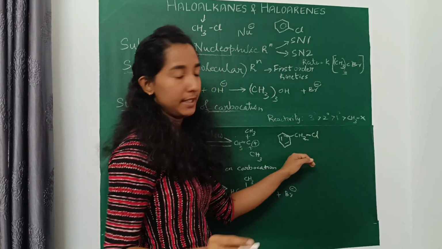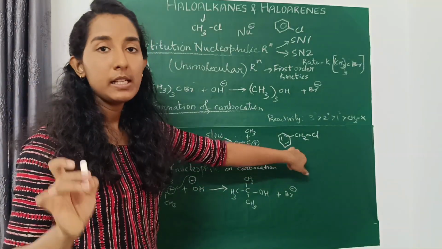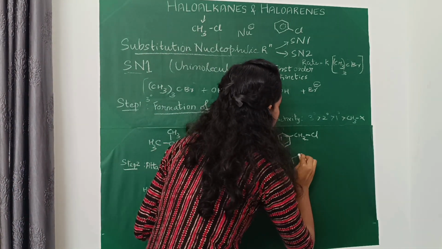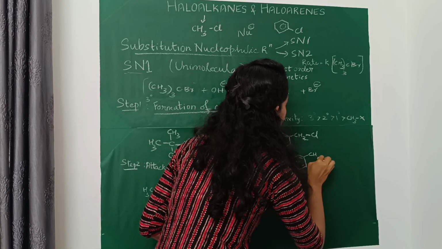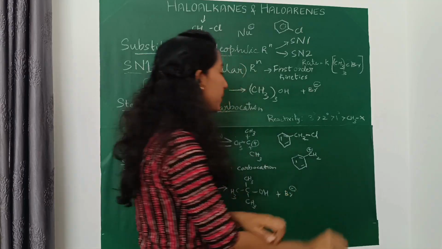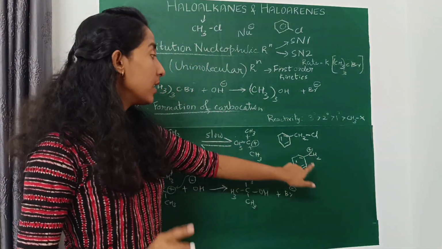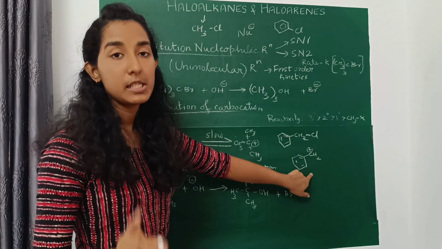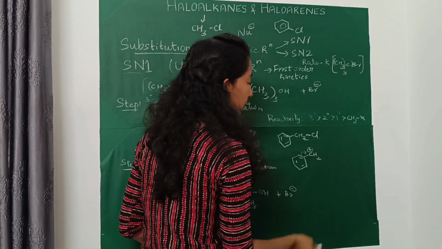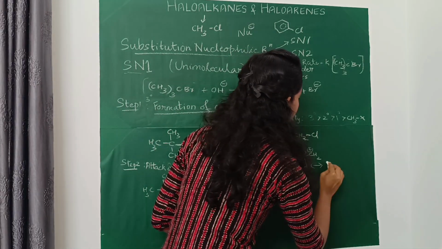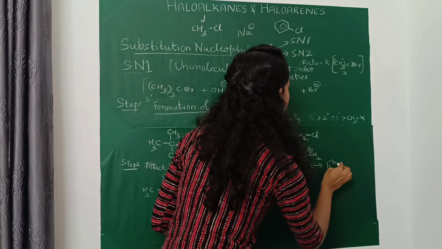This is a benzylic halide. When it undergoes an SN1 reaction, it will form a benzylic carbocation. Here you can see that the positive charge is on this carbon atom. This benzylic carbocation is stabilized through resonance. The positive charge can come over this side, and then it will form in this way.